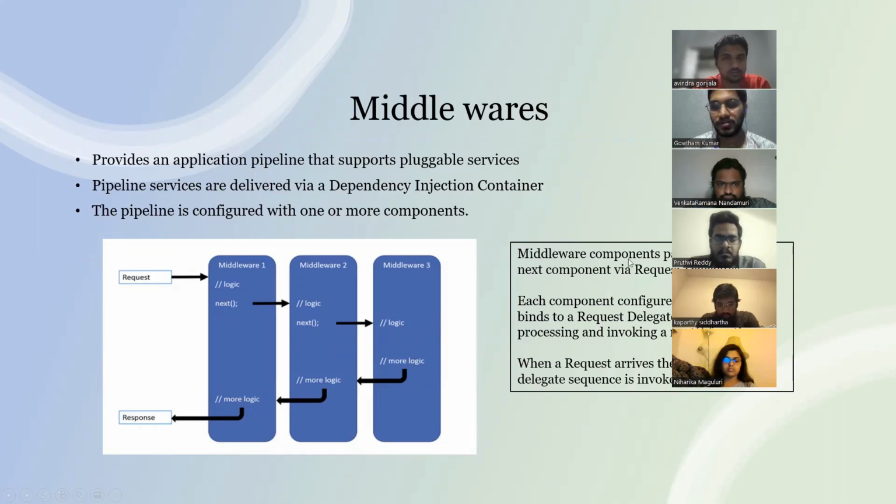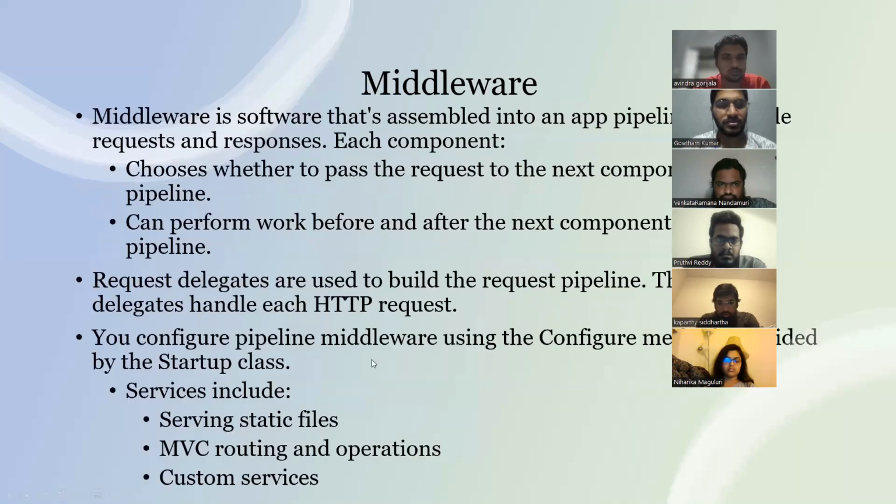These middleware components usually pass the request to the next component via request delegates, and each component configures a lambda that binds a request delegate, defining the process and involving a next function. So middleware is software that is assembled into pipelines and chooses whether to pass the request to the next component in the pipeline. It will actually validate that, and it can perform work before and after the next component in the pipeline.